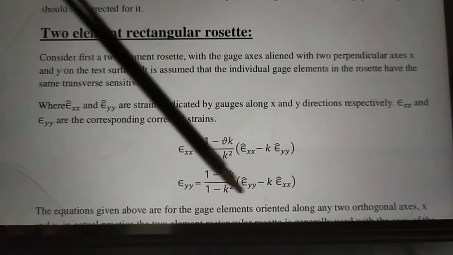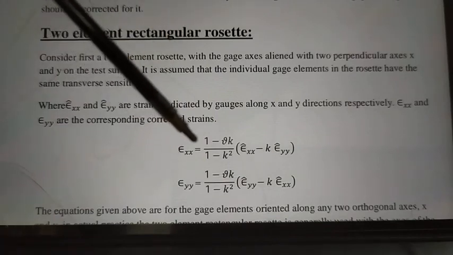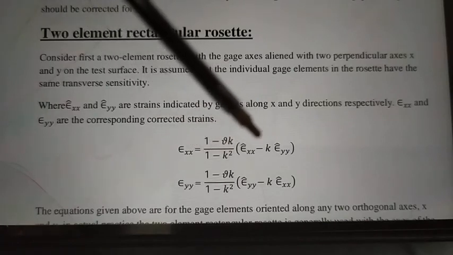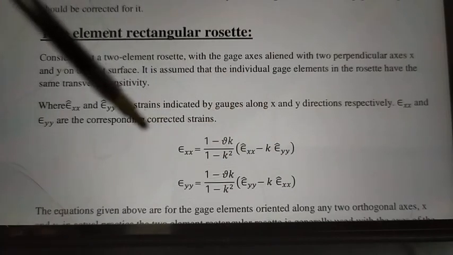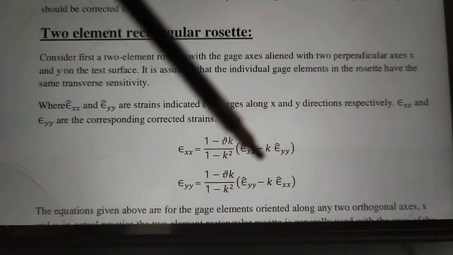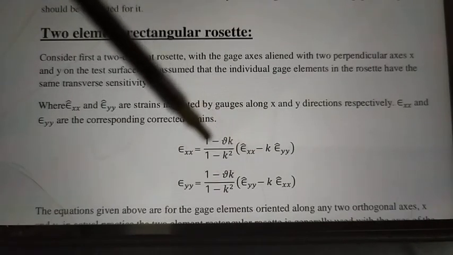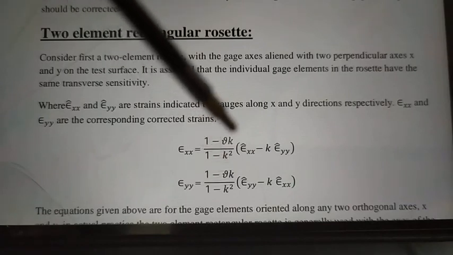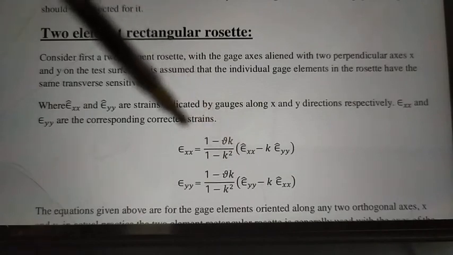So this is the equation you are going to remember for the 2-element rectangular rosette: epsilon xx is equal to (1 minus nu k) by (1 minus k square) into (epsilon xx cap minus k into epsilon yy cap). So in this equation, these two cap values are measured values, and this is the corrected value. These are the correction factors, that is nu, and k is the transverse sensitivity factor; somewhere it will be written as kt, transverse sensitivity factor. So this has to be considered.